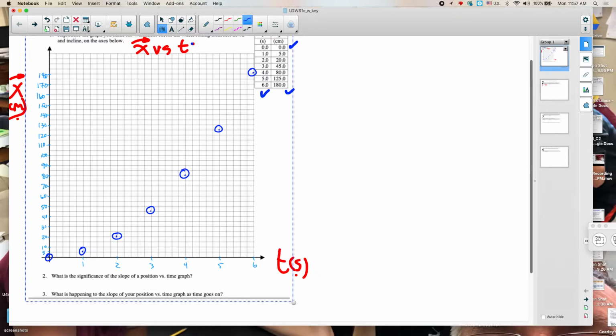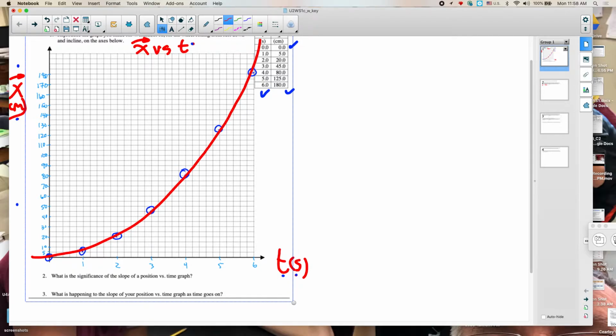Make sure you've got a title of position versus time. Make sure you've labeled the y-axis with position, measured in centimeters, and the x-axis with clock readings, measured in seconds. We've scaled the x-axis so every 5 hash marks is equal to 1 second, and we scaled the y-axis, or position axis, in 5 centimeter increments. Next, once you've plotted all 7 of your points, go ahead and draw your best fit line.